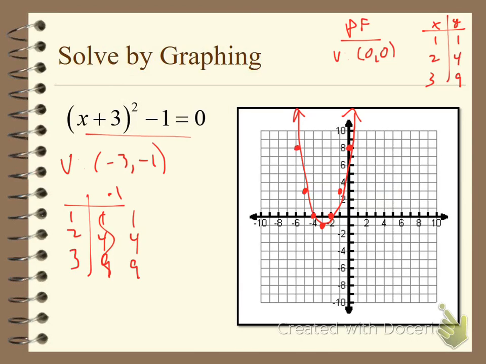Okay? And so we see the solutions are, I think this might be the exact same function as what we just found the solutions for, but the solutions are -2 and -4. Okay? All right, and that's it.